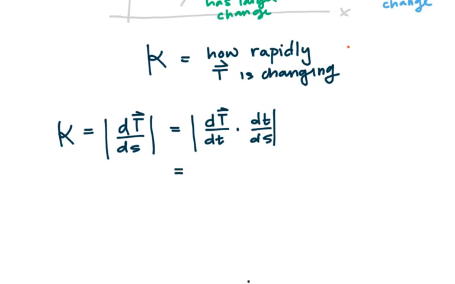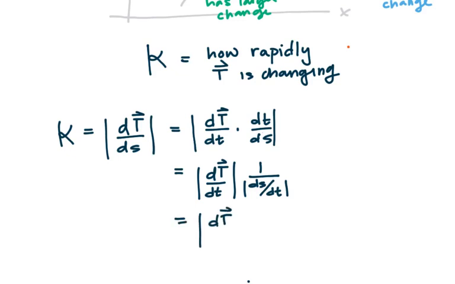Now, we can separate this, and I can say, well, this is the magnitude of dt dt. And then if I think about multiplying by dt ds, remember that multiplication is the same as dividing by that reciprocal. So ds dt, the derivative of position with respect to time, we still have magnitude bars around that. While the derivative of position with respect to time, that's equal to the magnitude of velocity.